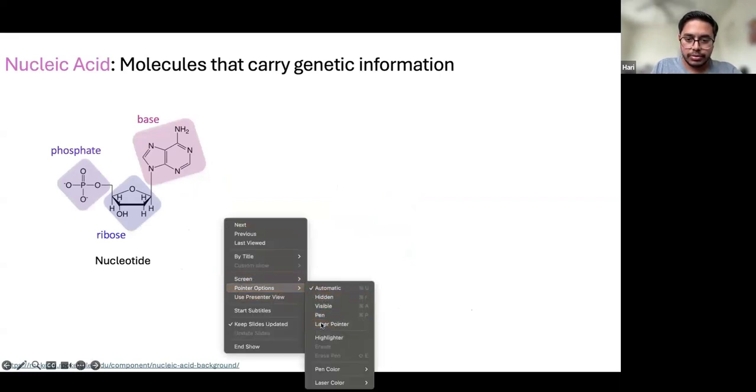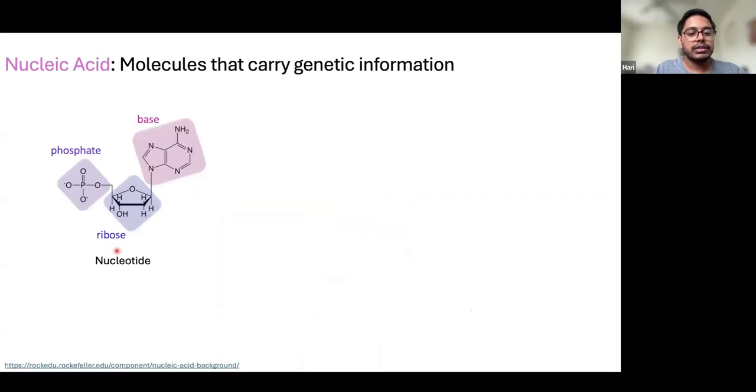Okay. So there is a sugar molecule called ribose, which is a 5-carbon sugar molecule in the center. And we have a base, which is a nitrogen base. And we also have a phosphate group. And all three of them together are called the nucleotides.